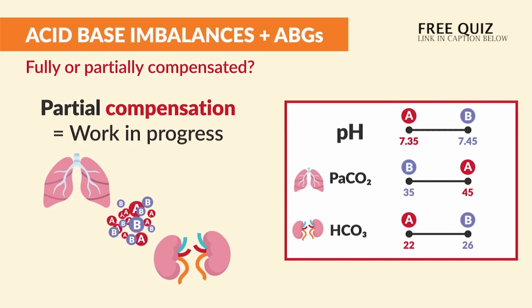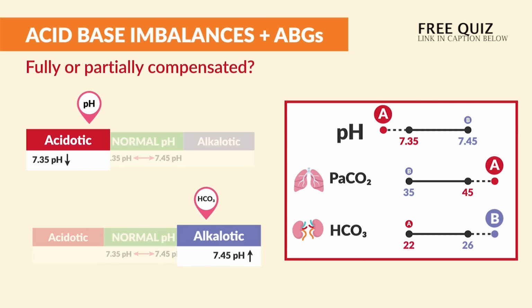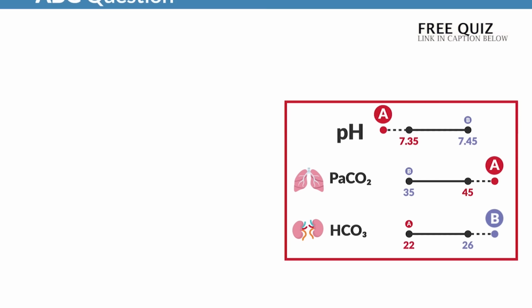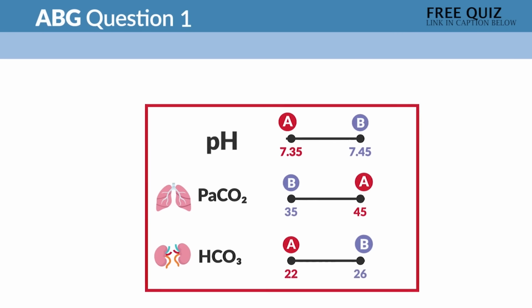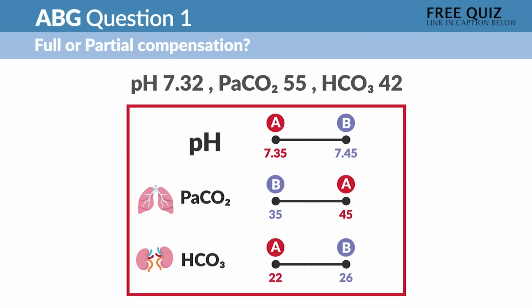So for example, say the pH is acidic. Then bicarb, that base, will try to increase to balance it out. If pH is still acidic, but bicarb is high, then it's partially compensated. So let's do an example question to see this in action. ABG question 1, full or is it partial compensation? So looking at our numbers here, pH is 7.32, we have a CO2 at 55 and HCO3 at 42. So we fill out our marching band suit like normal.